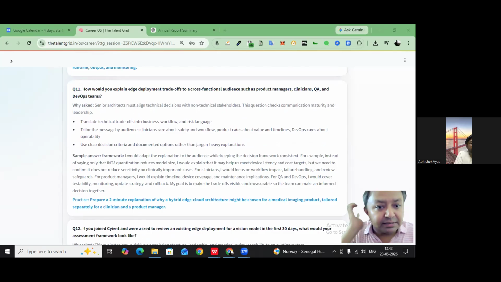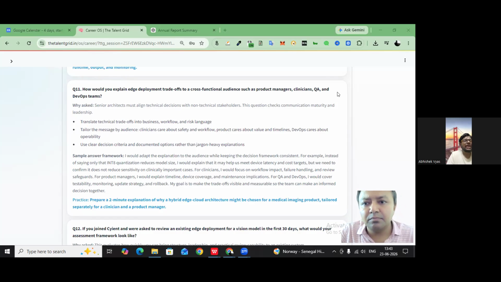So the next question is, how would you explain edge deployment trade-offs to a cross-functional audience such as product managers, clinicians, QA teams, and DevOps teams? Tough one.